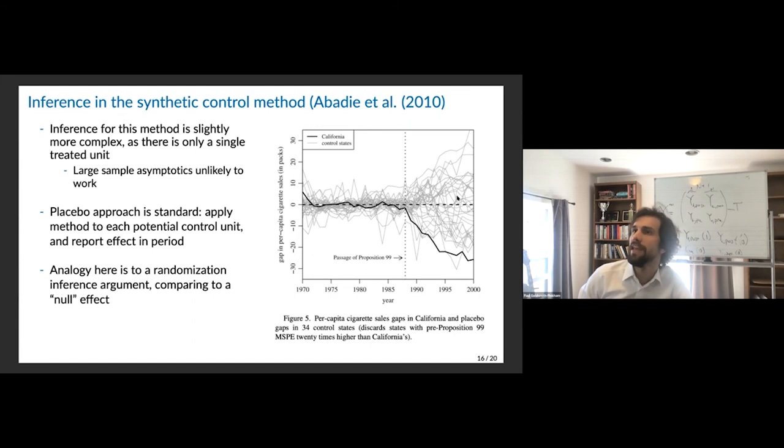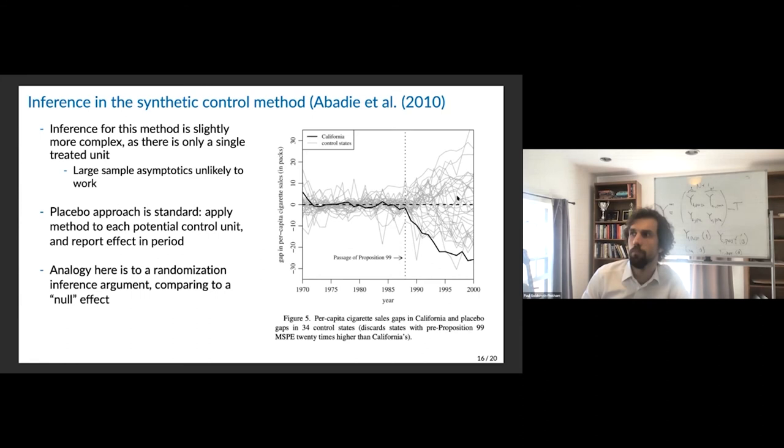The inference for this is, I say complex here, but it's really hard to think about what true large sample inference is. A lot of times we talk about these large sample approximations, but in this setting you only have a single treated unit. It's not even obvious what the asymptotics mean in this setting. So a lot of times, at least from an application standpoint, what people do is basically the placebo method.